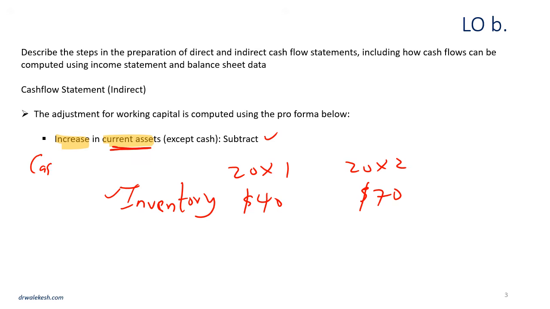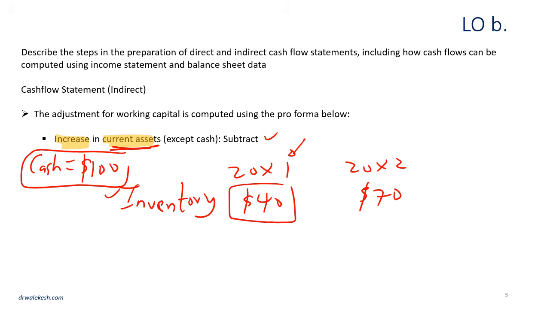Let us also imagine that cash at the beginning of each year is $100, and this cash is available to purchase any current asset. In 20x1, you decided to purchase $40 worth of inventory. How much cash will be left? The cash that will be left will be $60.